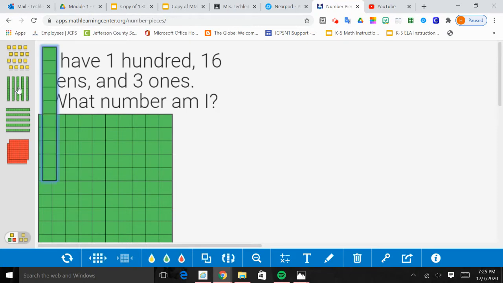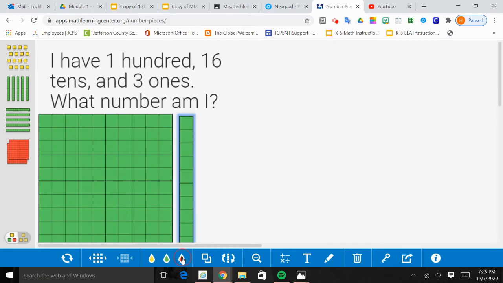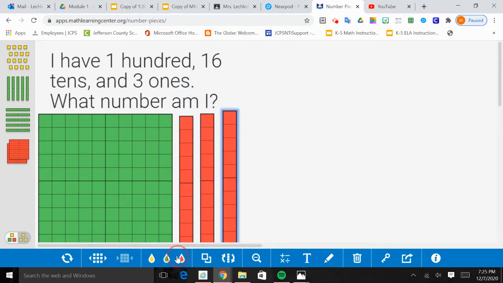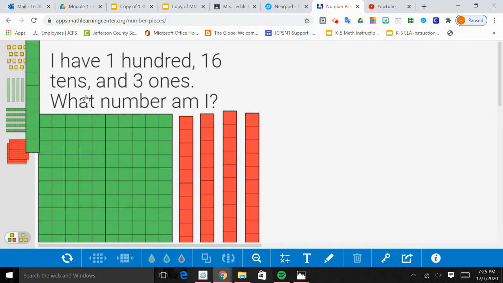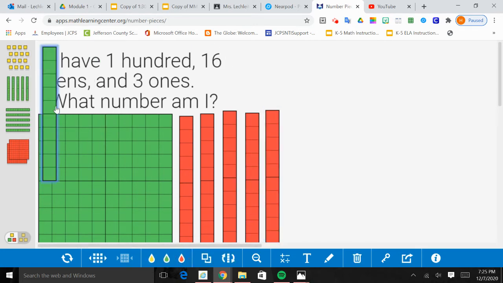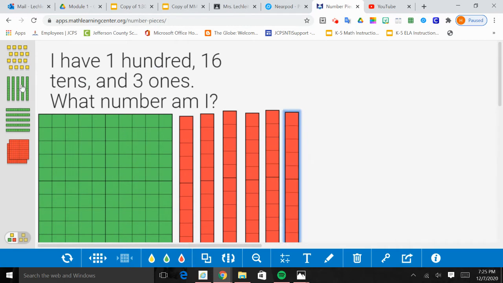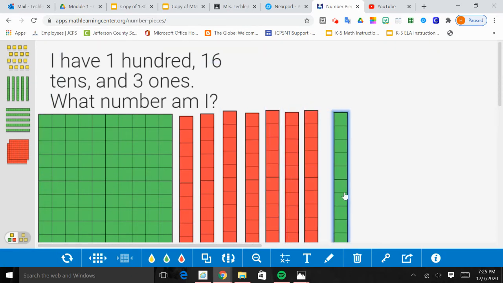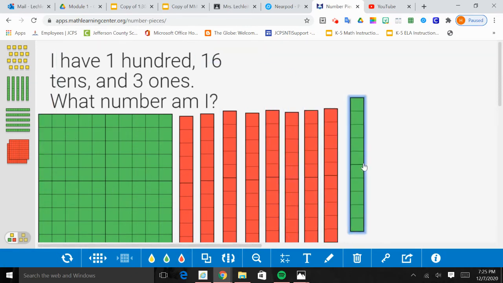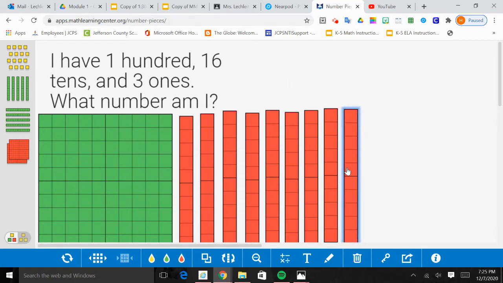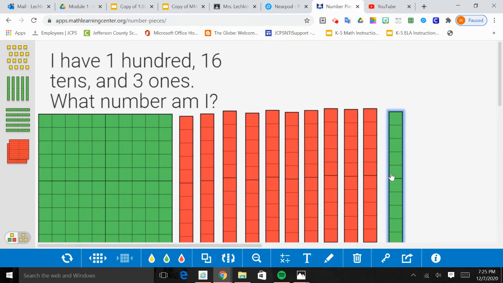This might take just a second. So we have 1. And I'm going to make these red because we've been working with red cube trains today. 2, 3, 4, 5, 6, 7, 8, 9, 10, 11, might run out of room here.